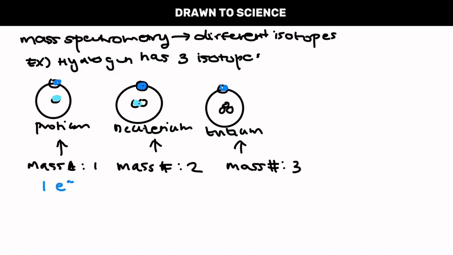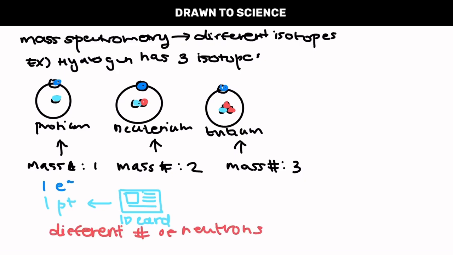They all share 1 electron, 1 proton, which is their ID card, saying that they're hydrogen. But deuterium has 1 neutron, while tritium has 2 neutrons. This impacts the mass number because mass number is protons plus neutrons, and electrons don't count because they're too light.